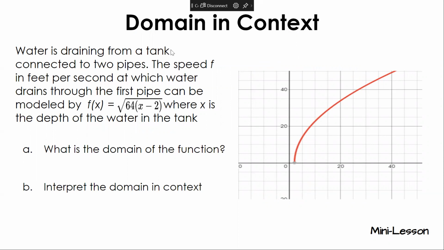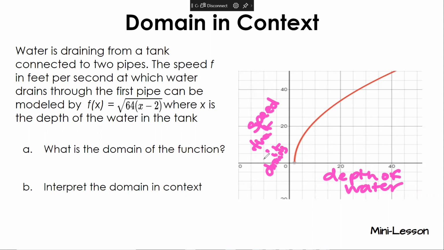Okay, so water is draining from a tank connected to 2 pipes. The speed f in feet per second at which the water drains through the first pipe can be modeled like this, where x is the depth of water in the tank. Okay, so really quick. Depth of water is going to be my x value. My y value is the speed that it drains.